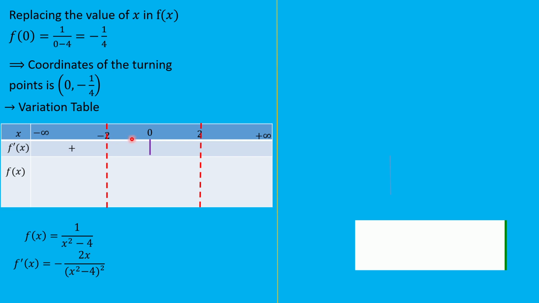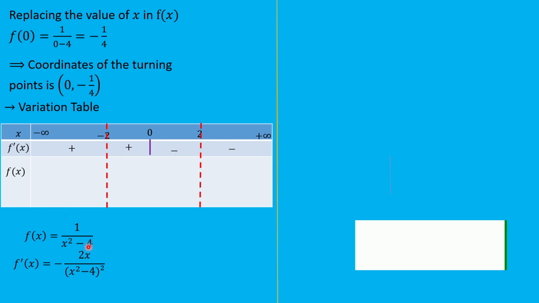Now from negative 2 to 0, I can substitute negative 1. When I substitute negative 1, the result will be positive, because negative times negative is positive. Now from 0 to 2, I can take 1. When I take 1, the outcome is negative. Don't forget about the denominator, because it will always be positive. So when I substitute 1, the result will be negative. Then from 2 to positive infinity, again the result will be negative. Now I'm done with f prime of x.